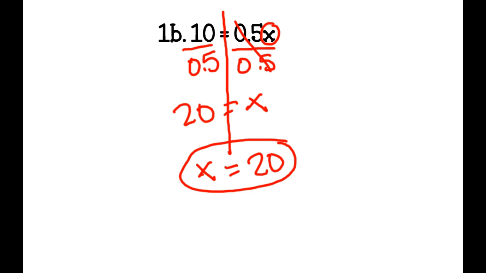So as you're seeing, the difference between rational numbers and whole numbers is not that different. We're still using division to undo multiplication. It's just getting used to that when we're dividing by rational numbers. Sometimes it makes our number bigger rather than smaller, and that's what we're not used to.